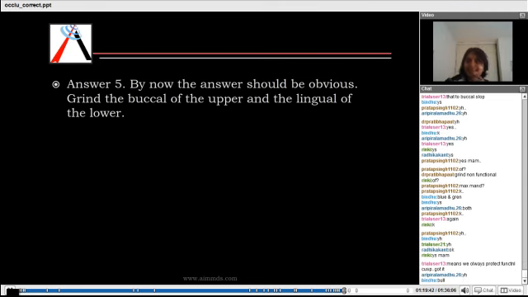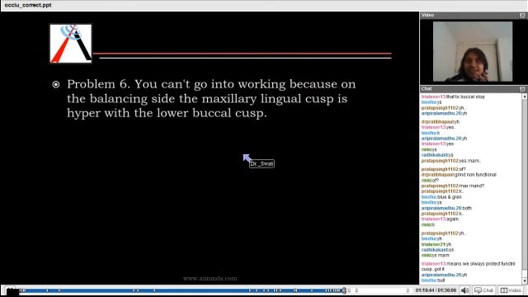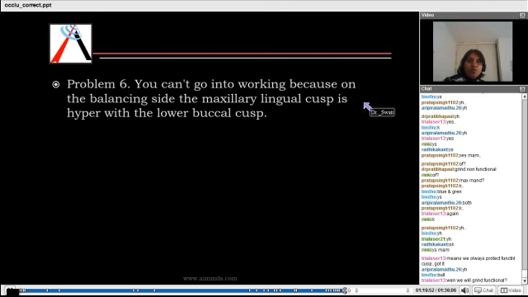Got it. Now let's create more problem. You can't go into working side because on the balancing side, maxillary lingual cusp is hyper with the lower buccal cusp. Now the problem comes.